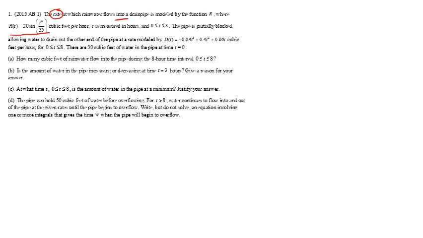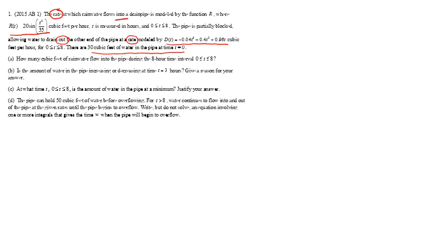It says that the pipe is partially blocked, allowing water to drain out the other end at a rate. So again, there's your second rate. You have a rate that goes in and a rate that goes out. And this rate is modeled by d of t is equal to this. You want to make sure that this gets put into your calculator as well. And then it says there are 30 cubic feet of water in the pipe at t equals 0. That's probably some information that we're going to use at some point.